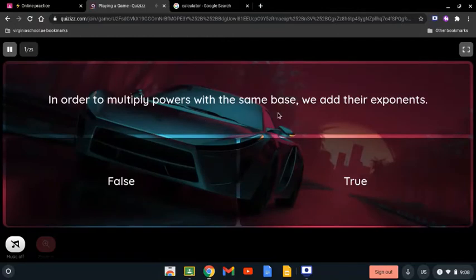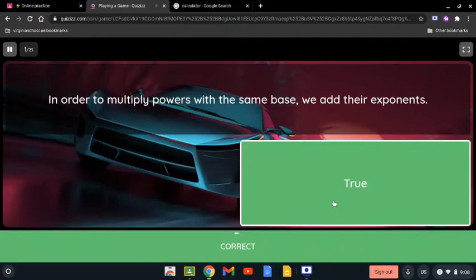In order to multiply powers with the same base, we add their exponents. That is completely true, because if you want to multiply powers with the exact same base, all you have to do is add the exponents and you get the answer. So that is true.